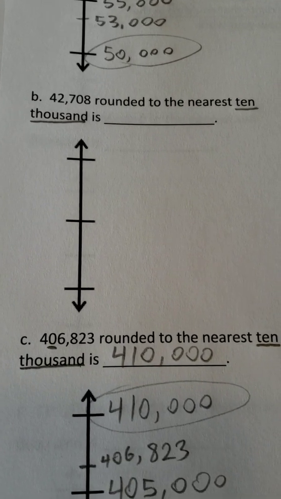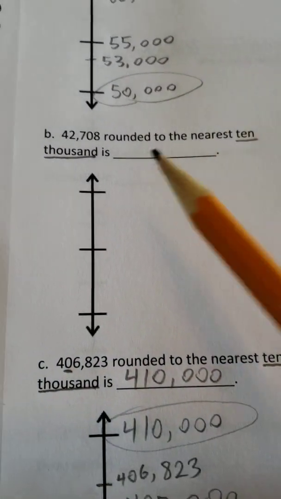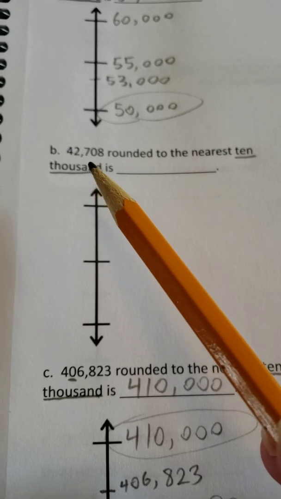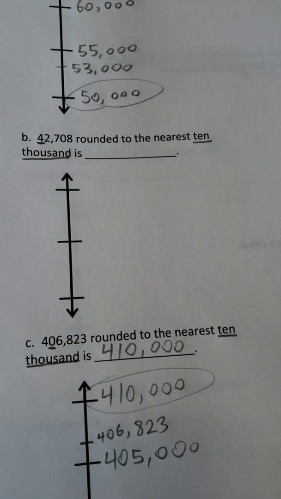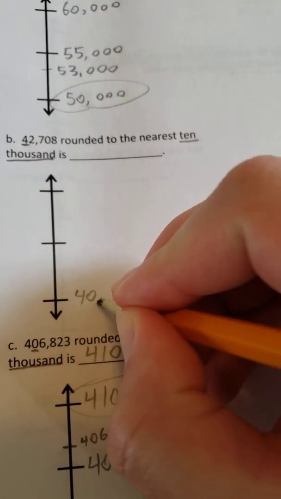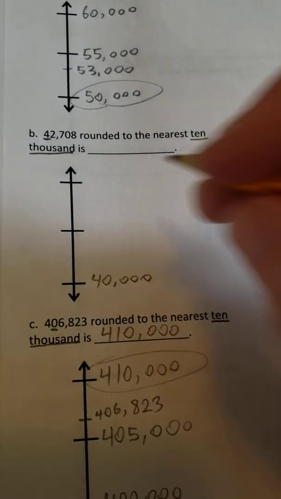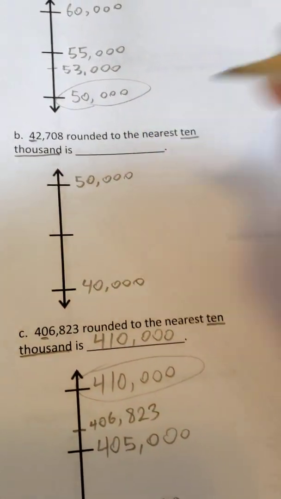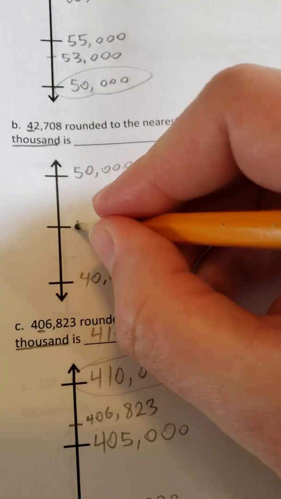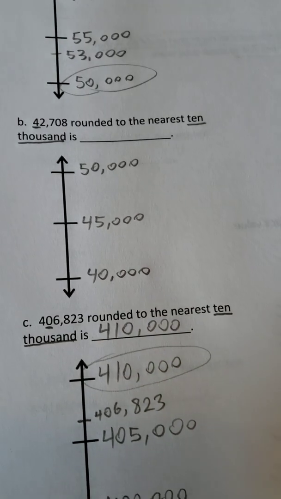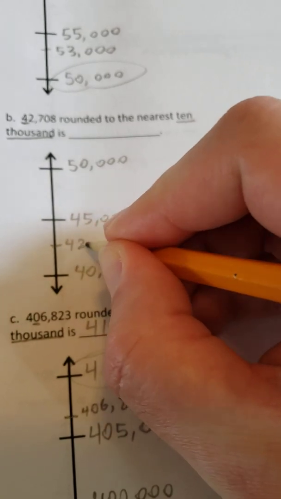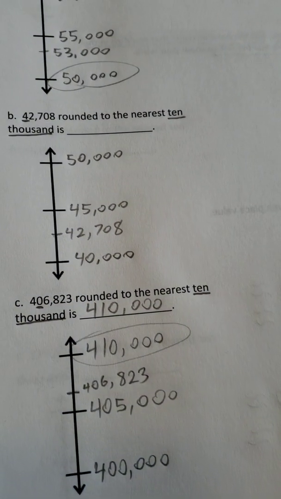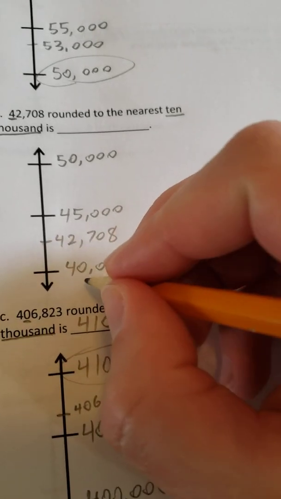Oh, I see now, that's 1 ABC, 2 ABC. So 1B here, 42,708 rounded to the nearest 10,000. So the 4 is in the 10,000s place. So down here we're going to put 40,000. The top we're going to put 50,000. Halfway between those two is 45,000. 42,708 would be right around down here, which would round down to 40,000.